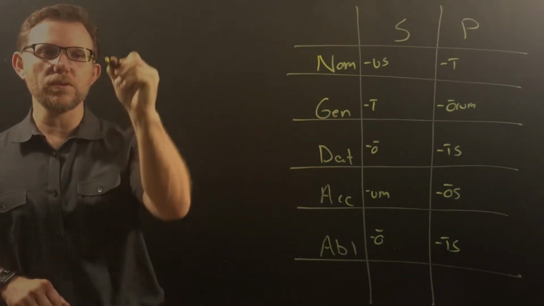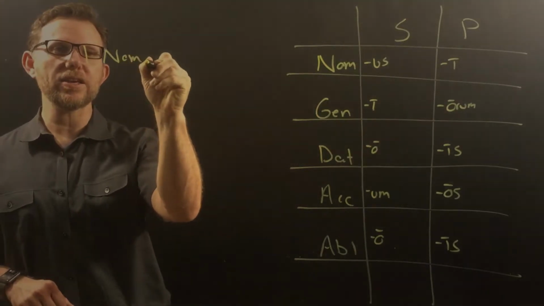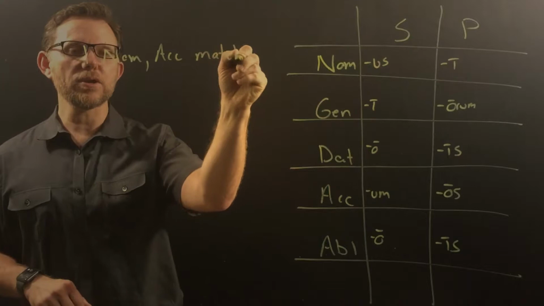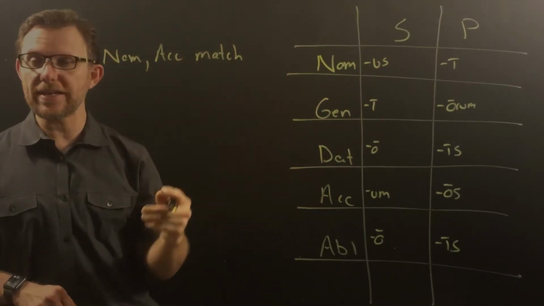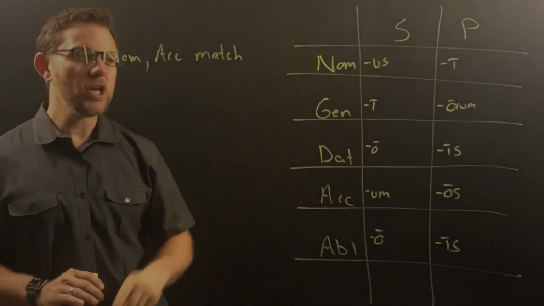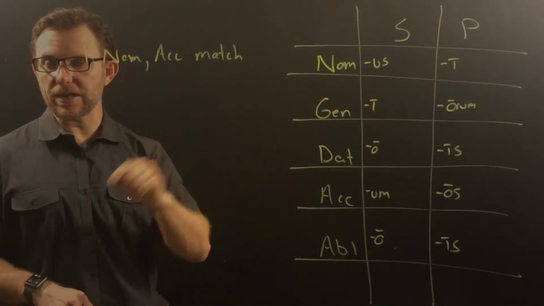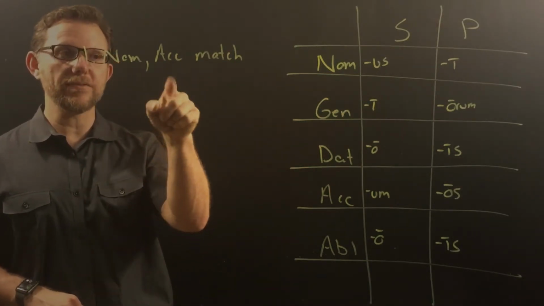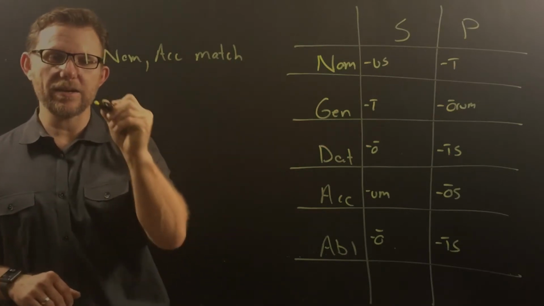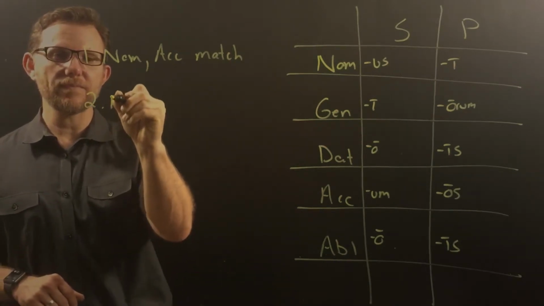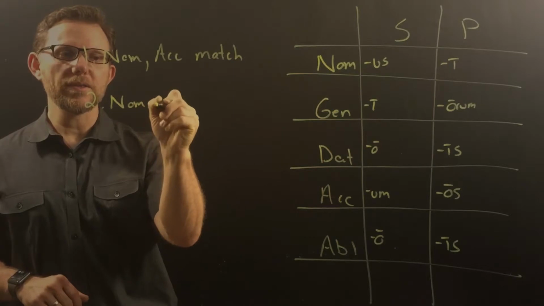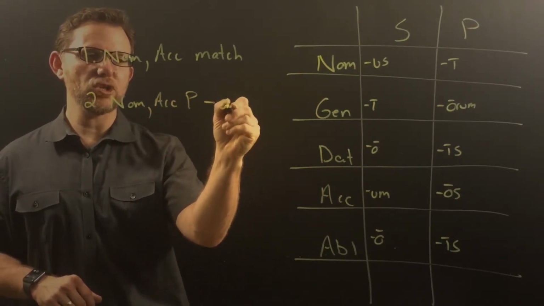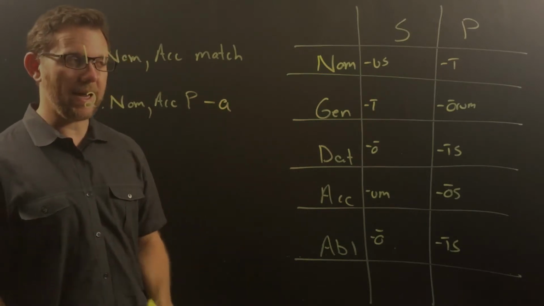The first neuter rule is that the nominative and the accusative have to match one another. In other words, your nominative endings and your accusative endings are going to look exactly the same. You have to determine, based upon the context of a sentence, whether any given neuter noun is either nominative or accusative when it has the ending on it. Then in addition to that, in the plural, the nominative and accusative must end in a short a every time.